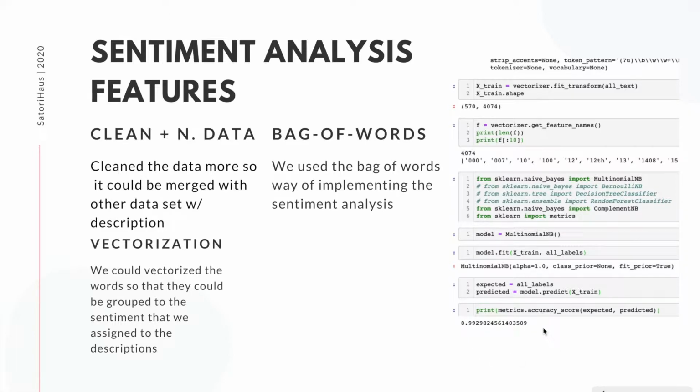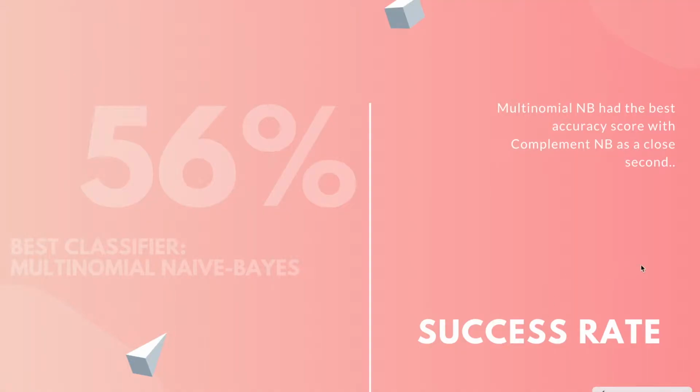But of course, we had to do cross validation. So in the end, we got 56% as our accuracy rate, which is much higher than any of the other classification or linear regression models. And we noticed that multinomial naive Bayes was the best model to use for that.